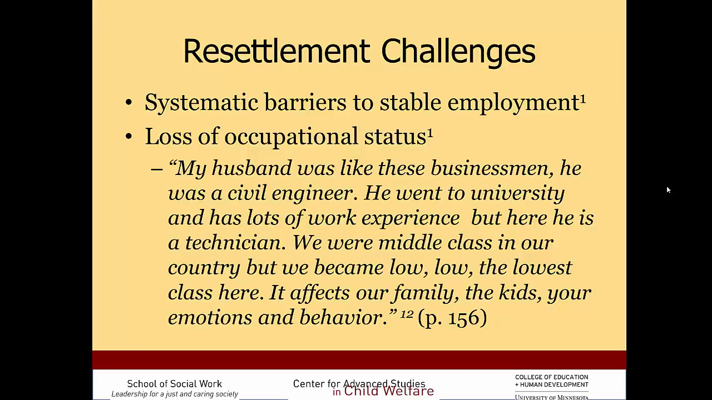Another layer of challenges affecting Farah's family and other families from refugee backgrounds include resettlement challenges. These include systematic barriers to stable employment and loss of occupational status. A former refugee described loss of occupational status in this way: "My husband was like these businessmen. He was a civil engineer. He went to university and has lots of work experience, but here he is a technician. We were middle class in our country, but we became the lowest class here. It affects our family, the kids, your emotions, and behavior."